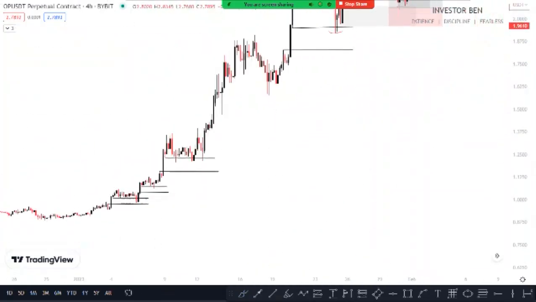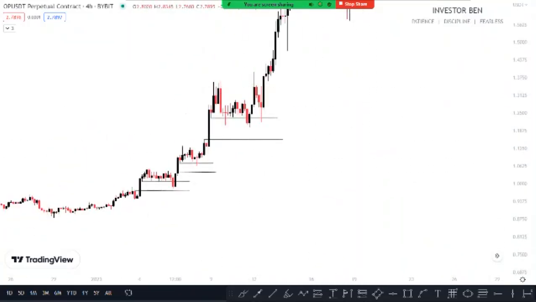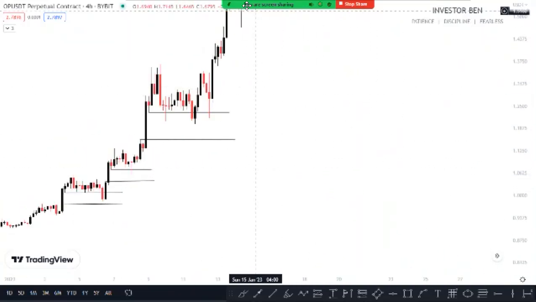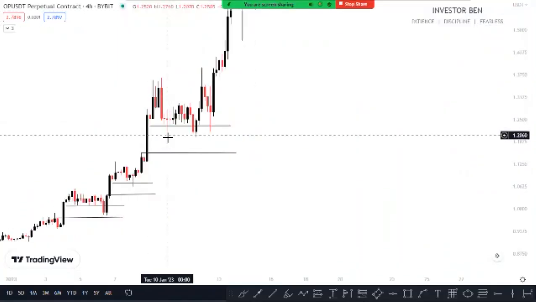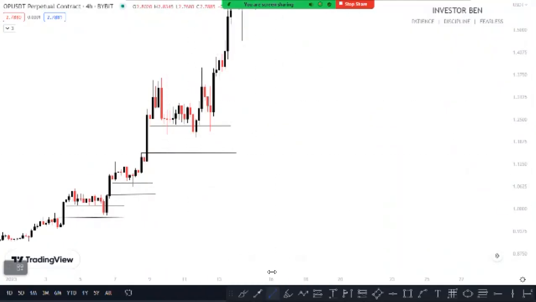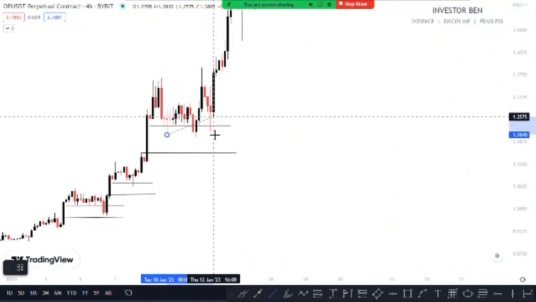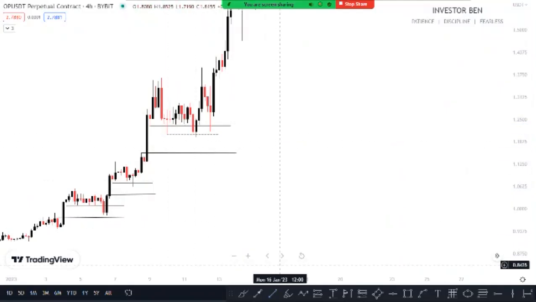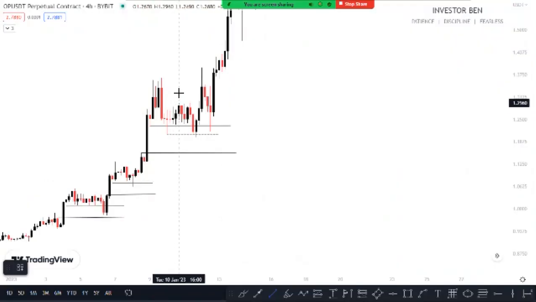This is another one here. This is another one. This is like the second one I just showed, right? You have price mitigating this FVG, and price created something like a change of character.